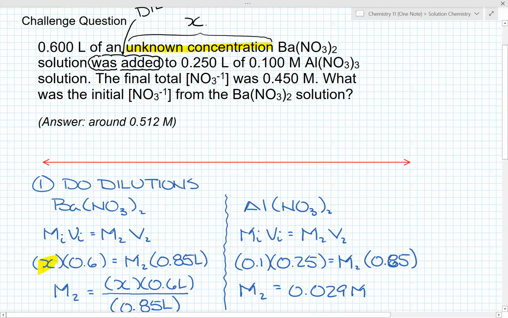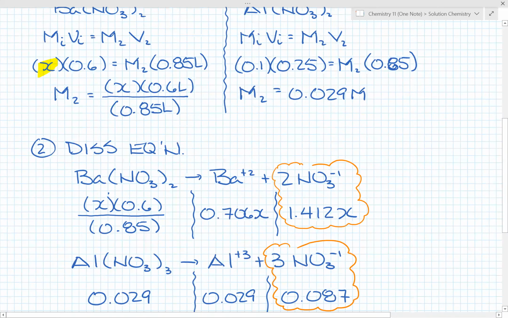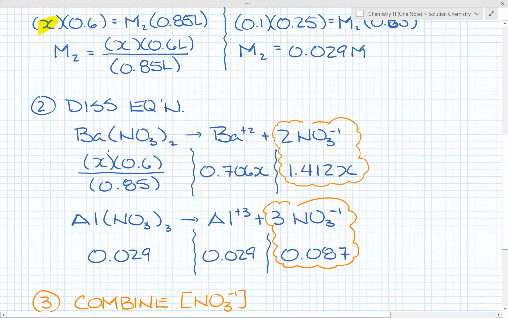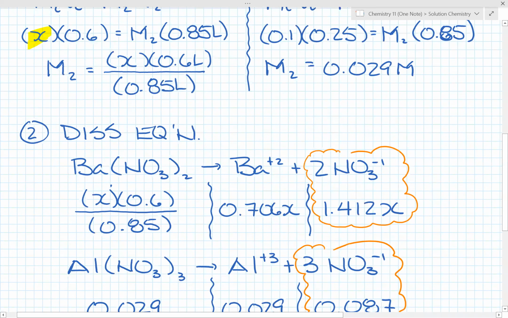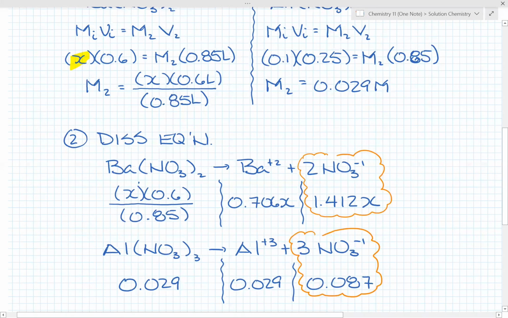Secondly, I did the dissociation equation. I broke apart barium nitrate into barium and 2 nitrates, and I broke apart the aluminum nitrate into aluminum and 3 nitrates. I doubled the concentration of nitrate from barium nitrate and tripled the concentration of nitrate from aluminum nitrate because of the mole ratio. So you should understand how I got the 1.412x and the 0.087. This is what you had done from last day.